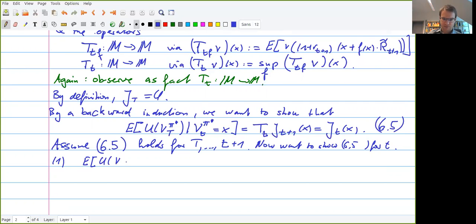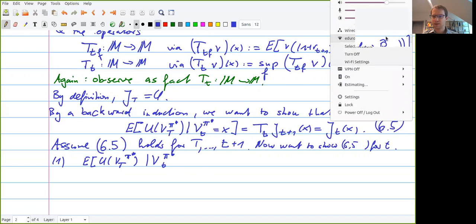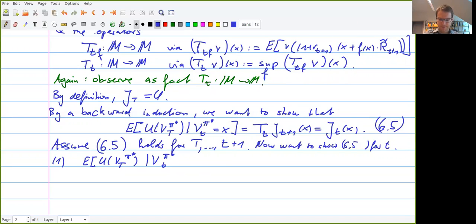We want to understand why the expected utility of the terminal value of P star, also generated by P star, given that P star starts with a capital X at time little t, is equal to this operator T_t J_{t+1}(X). Okay, easy. And then equal to J_{t+1}.